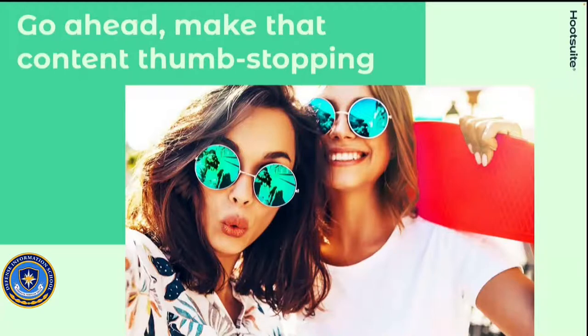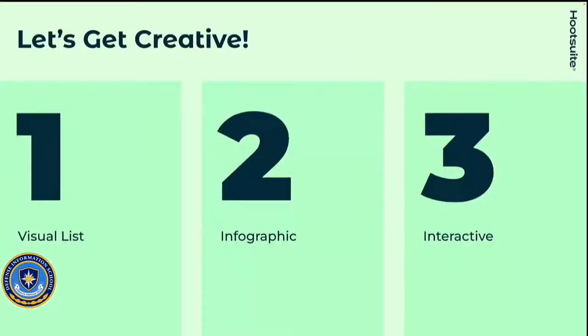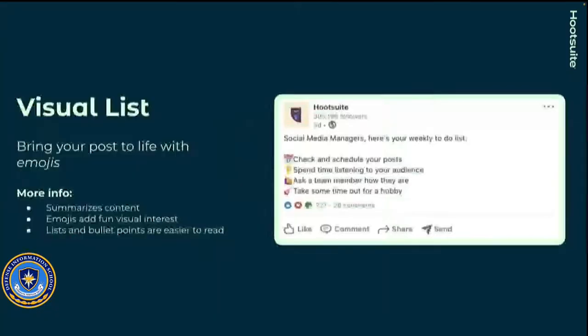So you want to essentially get them to stop scrolling through, because your image has stood out to them as something really cool. And then they'll go through and read the caption and follow your particular call to action there. So when thinking about how we can up our posts, get them more creative, a few different ideas here that could be interesting to try. First one is a visual list. Second is infographic. And then the last one here is interactive. So we'll go through each of these with a few examples as well.